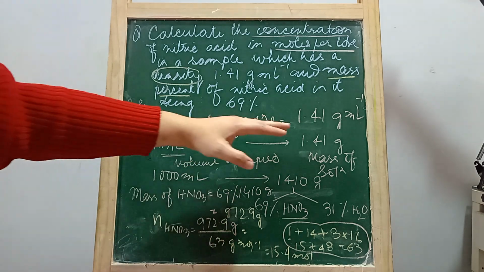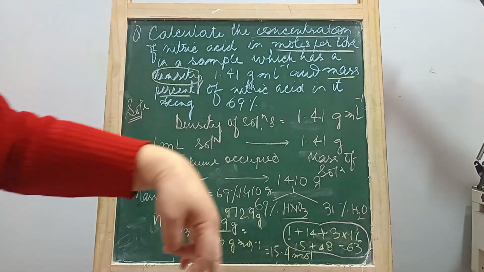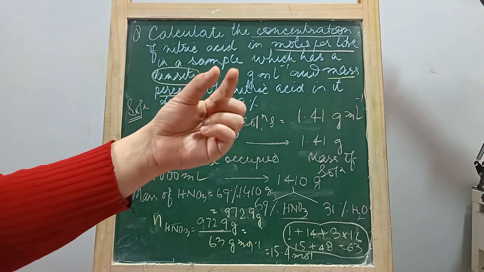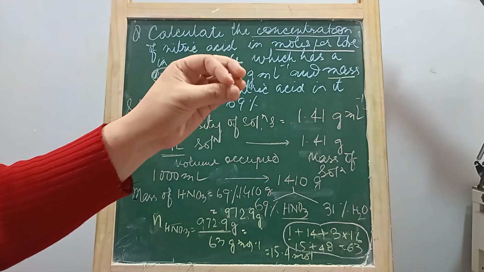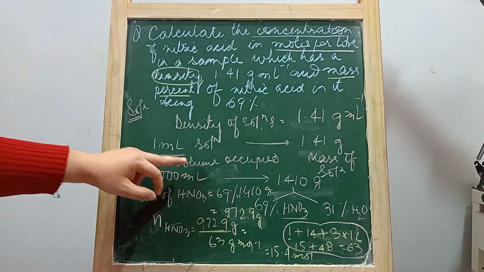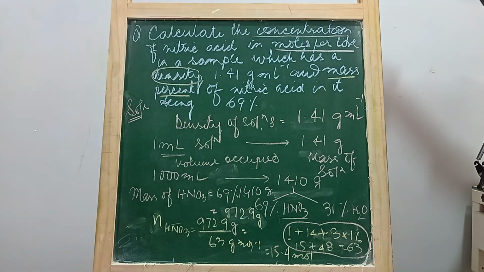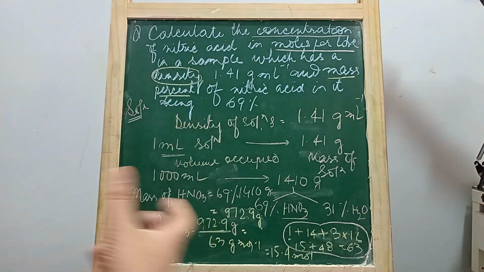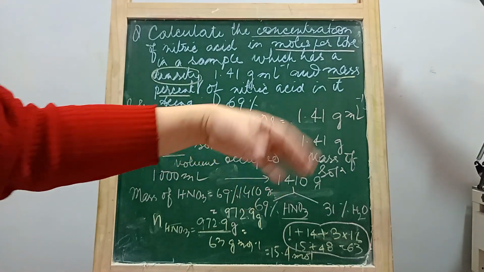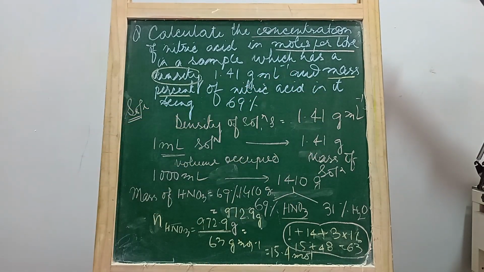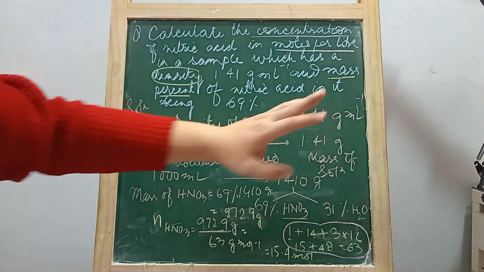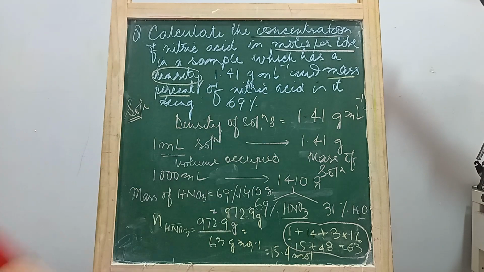The density of the solution is 1.41 gram per mL. It means you take 1 milliliter of the solution and look at the mass of that 1 milliliter. Milliliter is a volume occupied, right? 1 milliliter of solution, what will be its mass? It will not be 1 kg. It will be 1.41 gram, slightly more than 1 gram and less than 2 gram. So 1 mL of solution will have a mass of 1.41 gram. This is the exact mass of the solution.